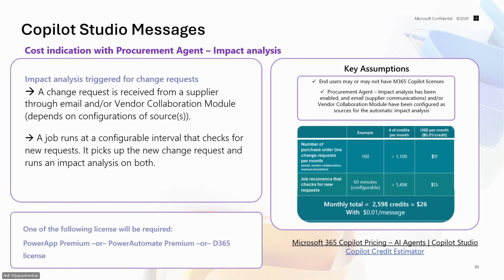The same licenses that are required for supplier communications are also applied to impact analysis, that is, the premium licenses or the D365 licenses. And the impact analysis will be added to the Copilot credit estimator. I don't believe it's there yet, but we've given all the input and it will be included, along with supplier communications, in the Copilot credit estimator.